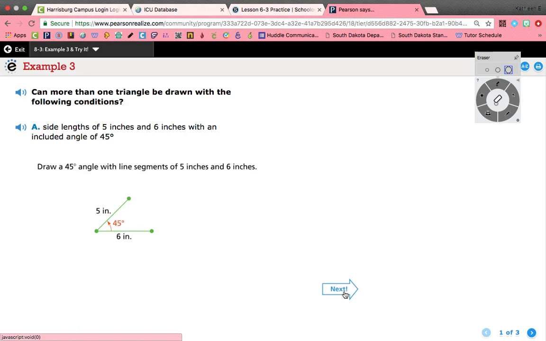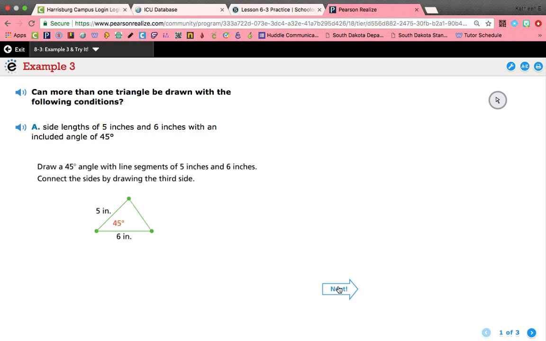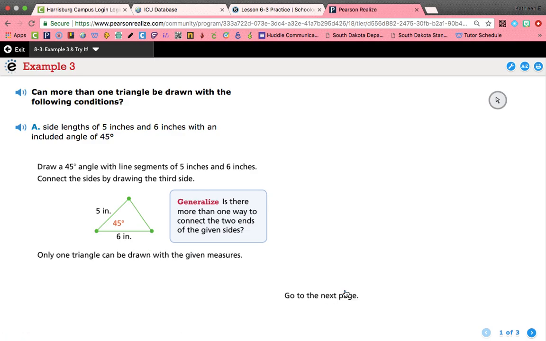So here's their angle, a 45-degree angle, with a side length of 5 and a side length of 6. Okay, so we go next, connect those two by the last line. Is there more than one way to connect the two ends of the given sides? No, only one triangle can be drawn with the given measures of 45 degrees, 5 and 6.